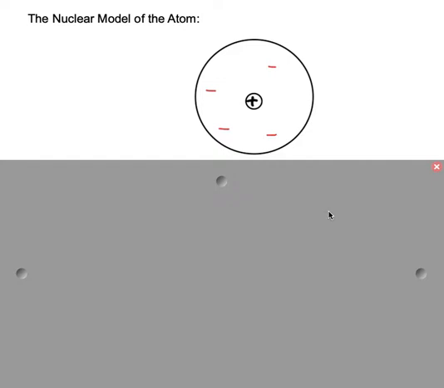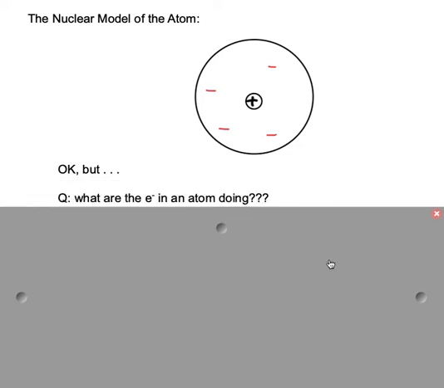The atom is identified by the number of protons, called the atomic number, whereas the mass number is the sum of the protons and neutrons. The electrons exist around the nucleus in what is vaguely defined as the electron cloud. Okay, but what exactly are the electrons in the atom doing? I will answer that question below, but first we have to talk about a couple of different things.